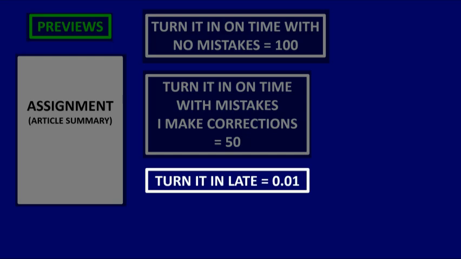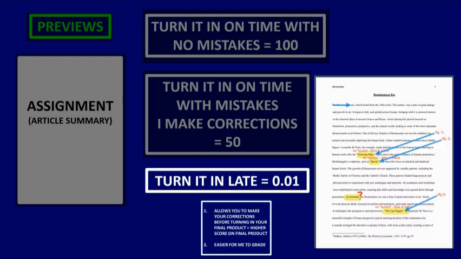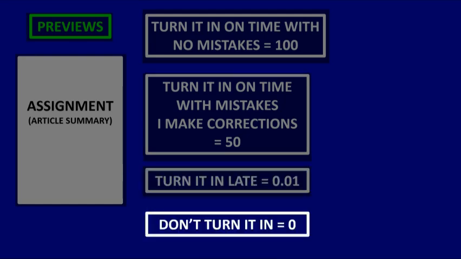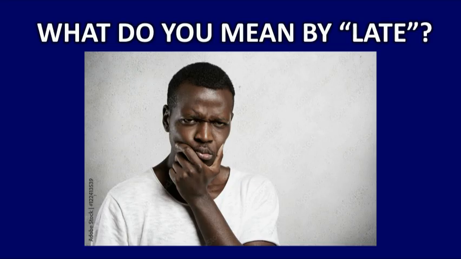Does that make sense? Also, when turning things in late, I will still show you the corrections so you can make those corrections, so that when you turn in the final product, you will have corrected those things and have a higher score. So that's the benefit of turning something in late, even though you don't get the grade. And if you don't turn things in, you get a 0, just a flat 0, and that shows me that you're not trying. So what do you mean by late?